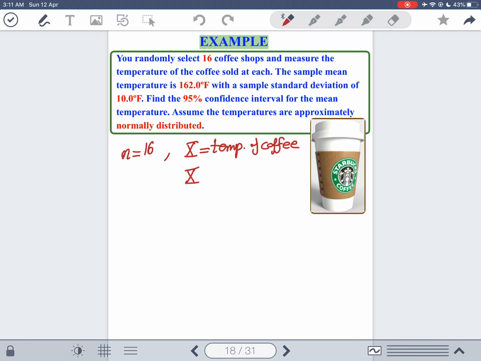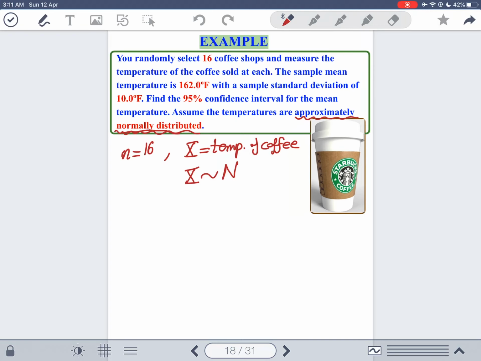The sample is small, so I'm expecting that X will be normal. And here it's telling you approximately normally distributed. So you say X follows a normal distribution. In this course, if we tell you approximately normal, think of it as normal. This means that you can use everything that you know about the normal distribution, even if we tell you approximately normal.